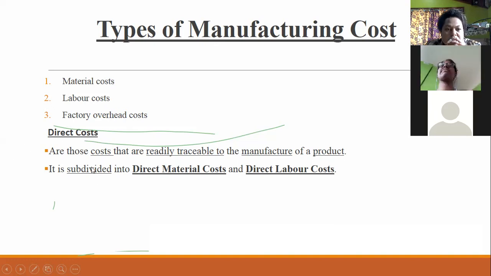Okay, let's look at direct cost. Now, keyword direct.